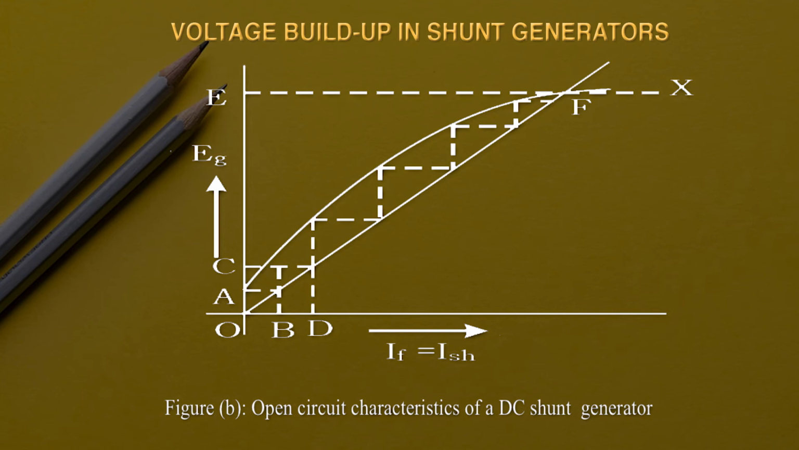Further, this builds up the voltage. This building up action comes to an end at point F, where this open circuit characteristic intersects the shunt field resistance line OX. It is because beyond this point the induced voltage is less than that required to maintain the corresponding field current. So the field current in the field winding is EF, and the final voltage built up by the generator for a given open circuit characteristic is OE as shown in figure.